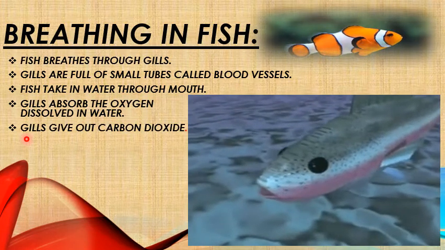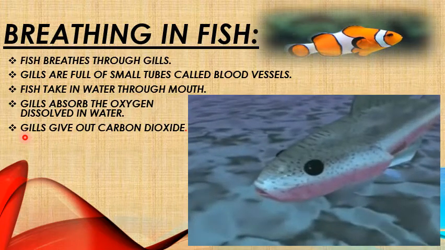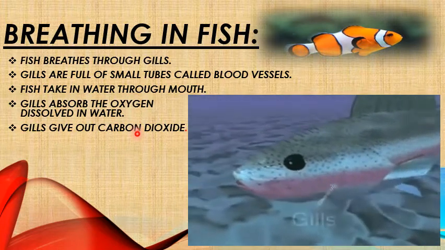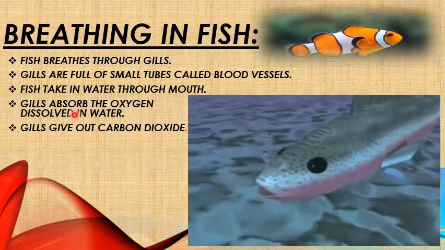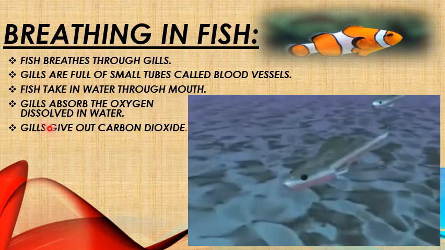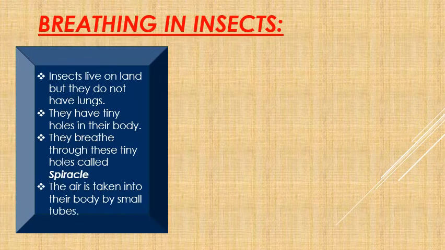The next point is, as we give out carbon dioxide, gills give out carbon dioxide. Gills absorb the oxygen dissolved in water, and in return, gills give out carbon dioxide. Now, according to our chapter, there is a last group of animals in which we are going to discuss breathing, and that is insects. Now we are going to learn breathing in insects.